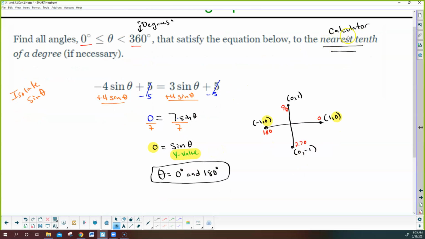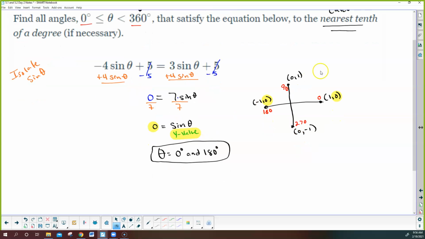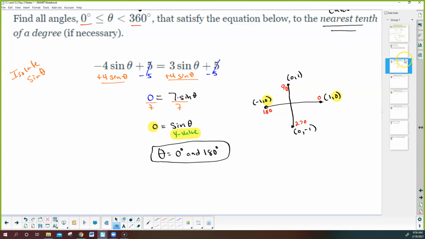Now notice, we didn't have to round here. We didn't need to use our calculator because it was a friendly number. We are going to look at one where it's not a friendly number, and that will come up, I think, next if I plan this out right.